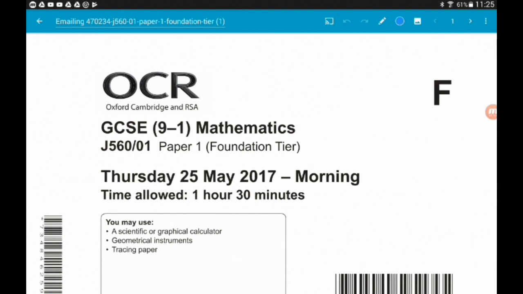Seems like OCR like to do things differently. Paper 1 is a calculator paper. We're on foundation. I'm going to try and get it done all in one video, so let's crack on.